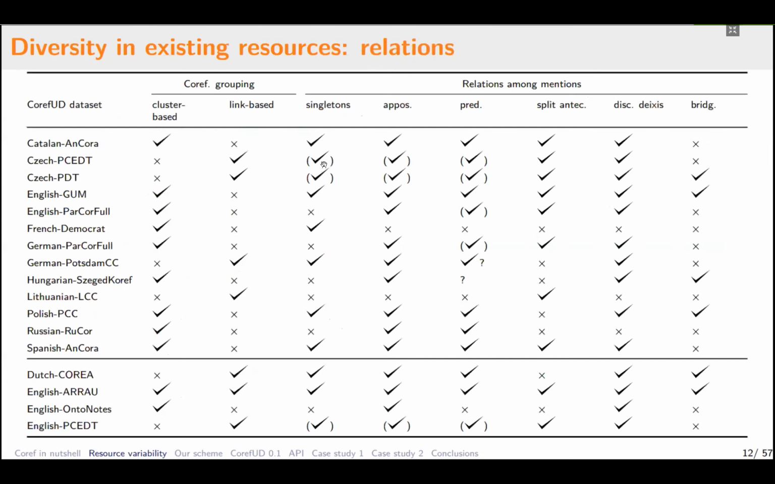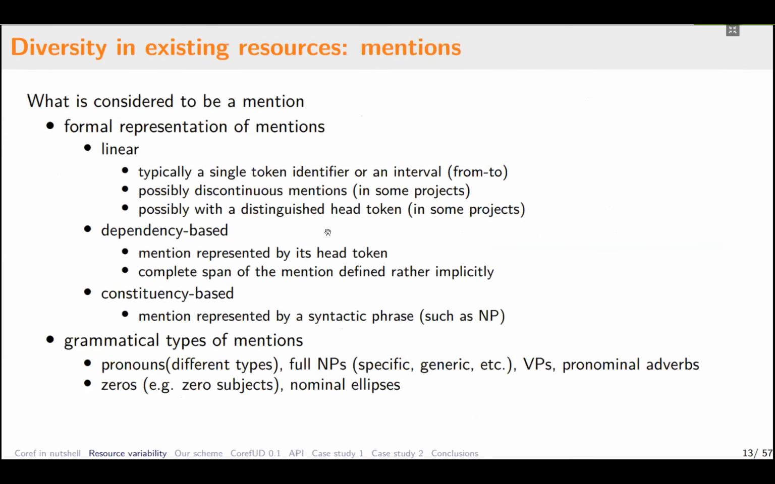And from the linguistic point of view, it may also be interesting what is included in the mention. Are these just pronouns? Which kinds of pronouns, or maybe also full noun phrases are annotated for coreference? Are all noun phrases annotated for coreference, or just specific ones, and generic are not annotated? Pronominal adverbs, and another interesting point is zeros.